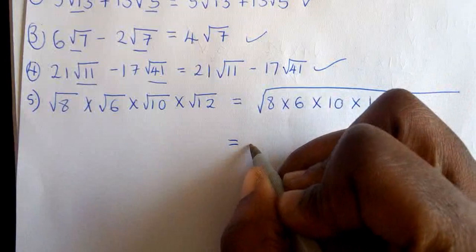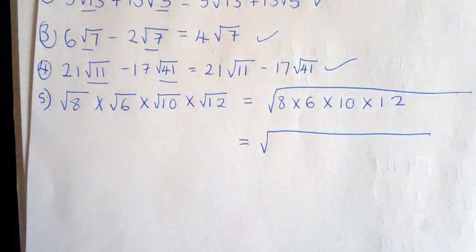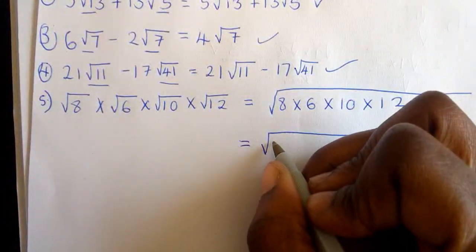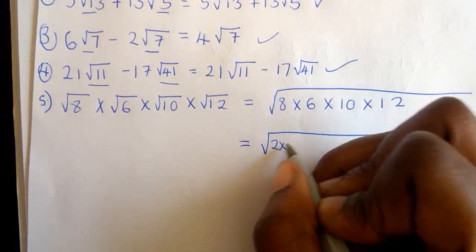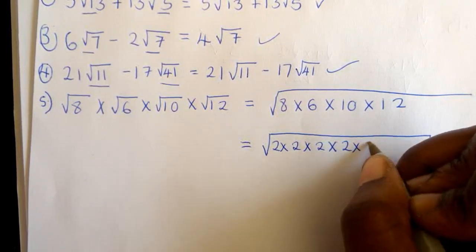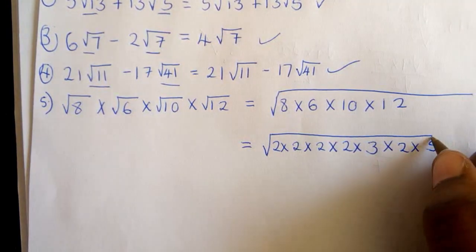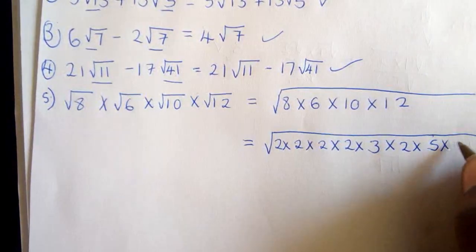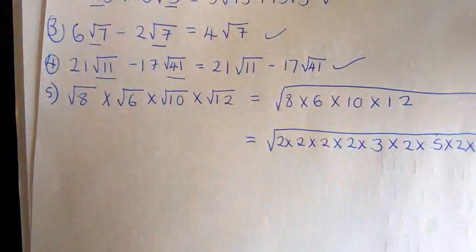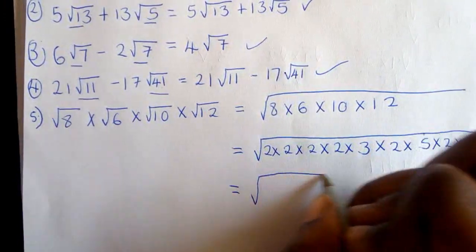To make it easy for us, I want us to write the numbers as products of their prime factors. 8 is 2 times 2 times 2, 6 is 2 times 3, 10 is 2 times 5, and 12 is 2 times 2 times 3. So now we collect like terms. We collect like terms in twos.